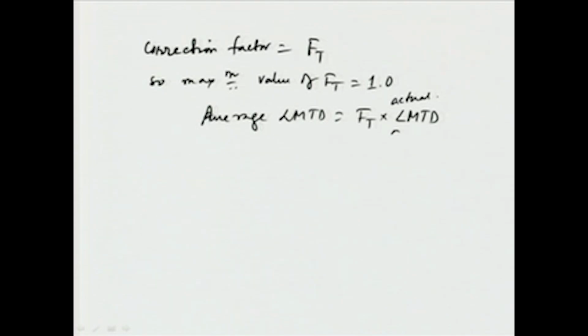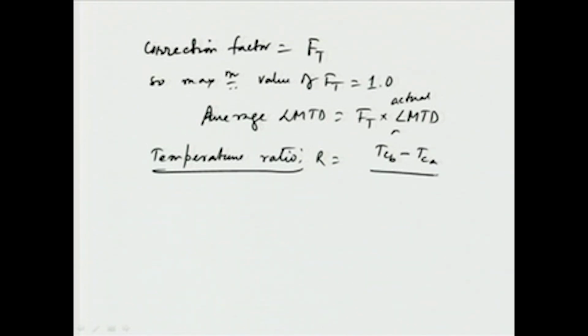So, now what happens in this case is that there are two things. The temperature ratio, that is the x axis, is nothing but R, and that is equal to TCB minus TCA, the cold fluid outlet temperature minus the cold fluid inlet temperature, divided by THA minus TCA. This is the maximum temperature difference between the cold and hot fluid. This is the cold fluid entry temperature and the hot fluid entry temperature. So, this is the maximum temperature difference.